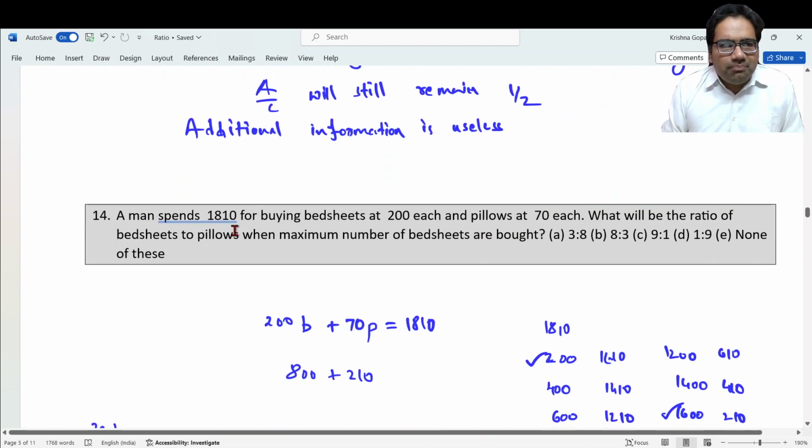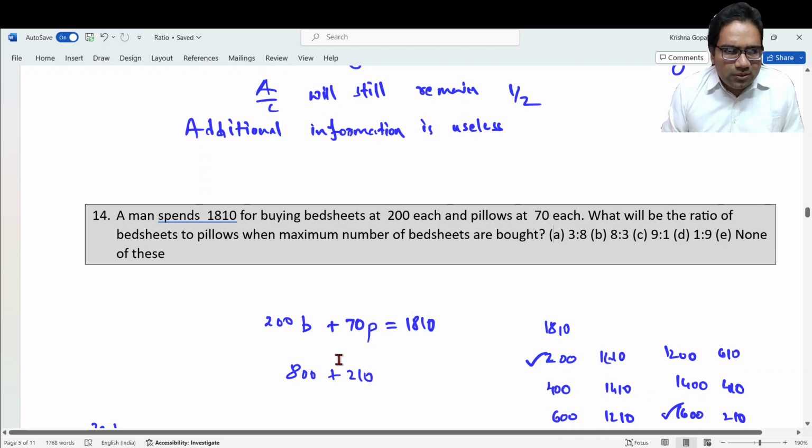Next. A man spends 1810 for buying bed sheets at 200 each and pillows at 70 each. What will be the ratio of bed sheets to pillows when maximum number of bed sheets are bought? This is an interesting problem. This is a very good problem actually. Okay, 1810, spending 200 each on bed sheets and 70 each on pillows. Right, 200 into bed sheets plus 70 into pillows should be equal to 1810.